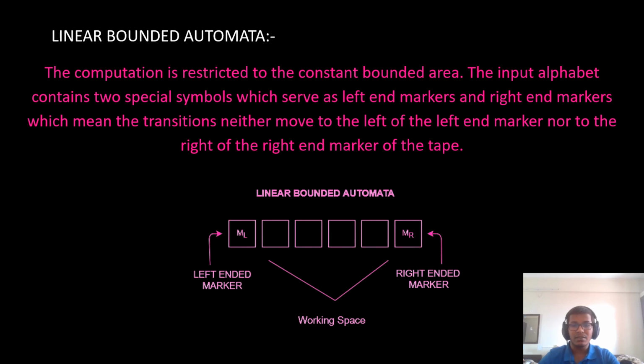So here is a simple example of a linear bounded automaton. Here you can see the left end marker represented as ML and the right end marker represented as MR. In between we have the working space.